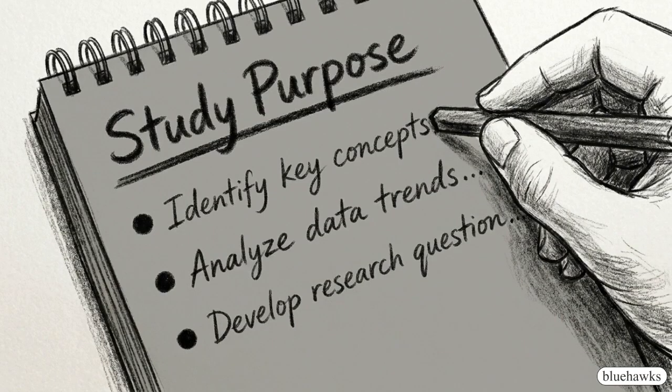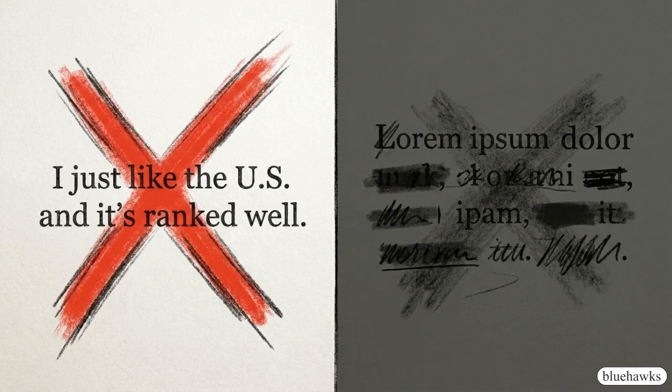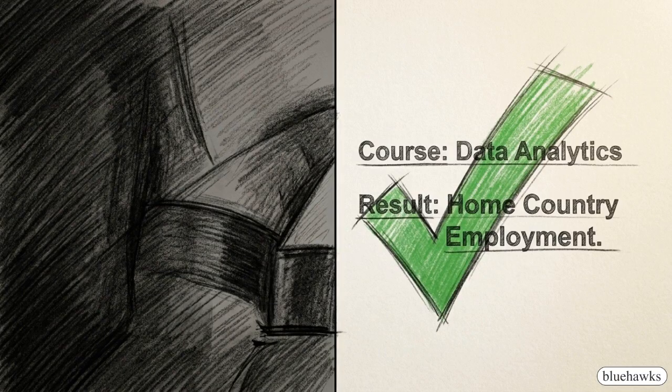Step 2 is locking in your study purpose. Write down concrete bullet points explaining exactly why this course is required for your long-term career path. This graphic shows the difference between a failing and passing answer. The left side fails because it relies on generic statements about U.S. rankings. The right side succeeds by directly linking a data analytics course to a specific senior analyst role back home.